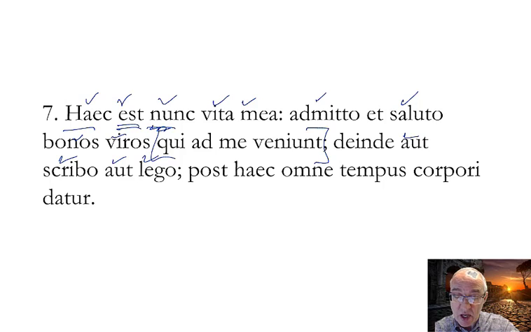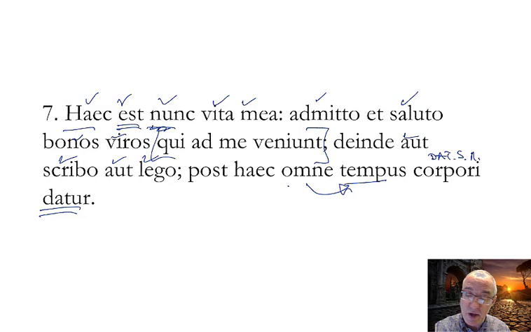After these things, the entire time, tempus omne, is given, there's my verb, third person singular, present passive indicative, is given to the body. I exercise. So I get up in the morning, I do some business, I read or I write, then I exercise. That's a fancy way of saying all that. This is dative, singular, neuter with the verb of giving, showing, or telling. Then the entire time is given to the body.